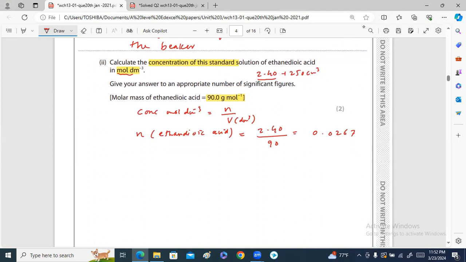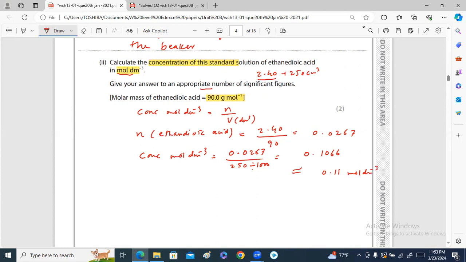Then we can go for concentration, which is in moles per dm cube. We have the moles 0.0267. Then the volume is 250 divided by 1000. The volume is in centimeter cube, so we should convert into dm cube. So this will become 0.1066, which is approximately equal to 0.11 moles per dm cube. So these are the appropriate number of significant figures.